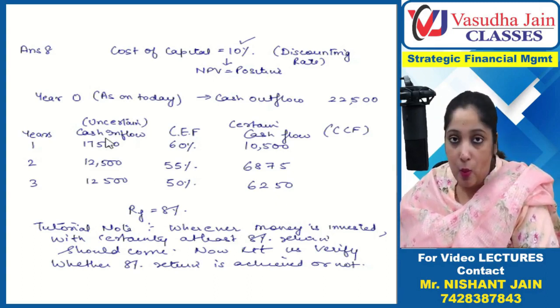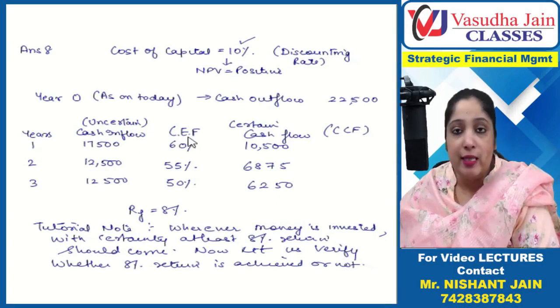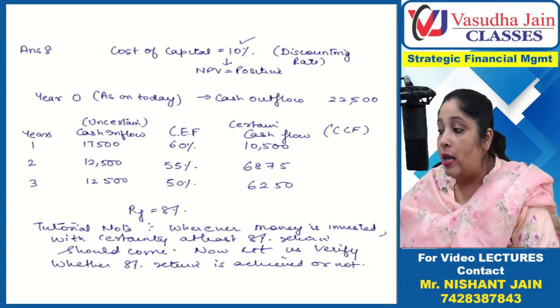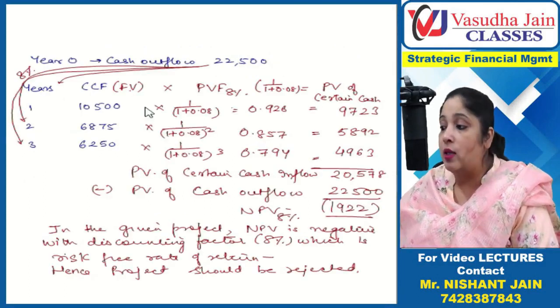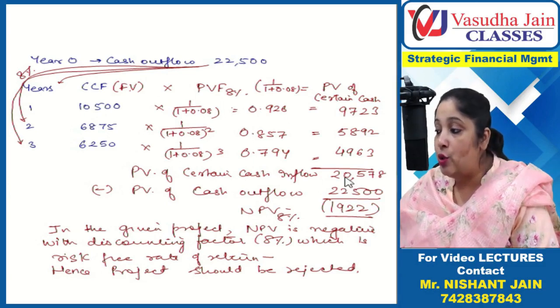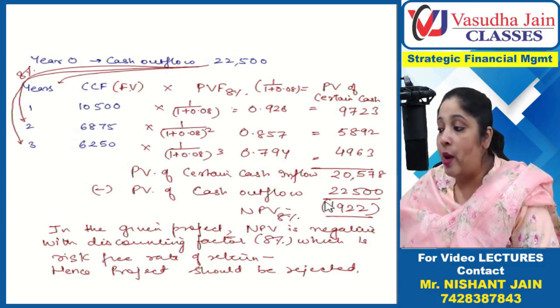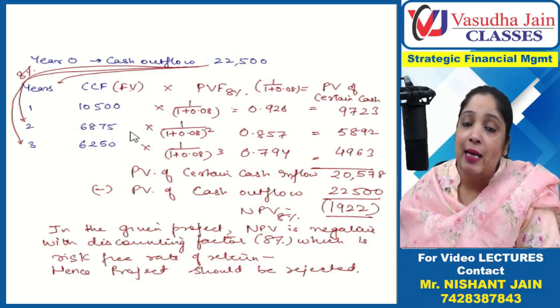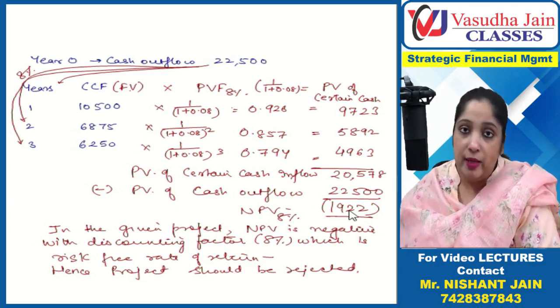So step number 1, uncertain cash flows are multiplied with CEF to derive the certain cash flows. Then you compute the NPV of the certain cash flows. NPV is the present value of cash inflow minus the present value of cash outflow. Now, what does this NPV denote? That in order to get this much return at the rate of 8%, this much should have been your investment. But you are investing 22,500 in actual. So basically you are investing more and still you are getting this much return only. So that means you are getting less than 8% return. Negative NPV denotes this.